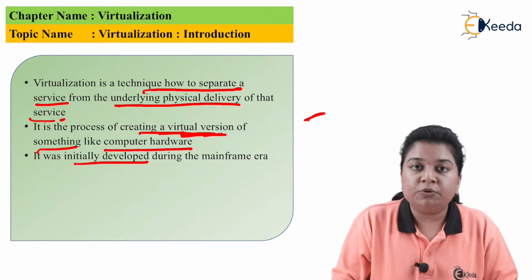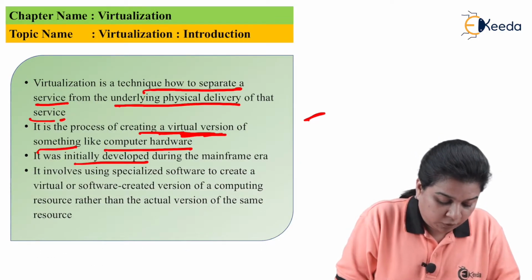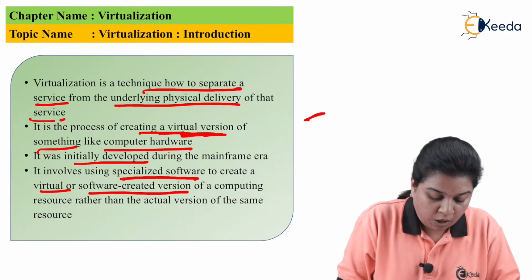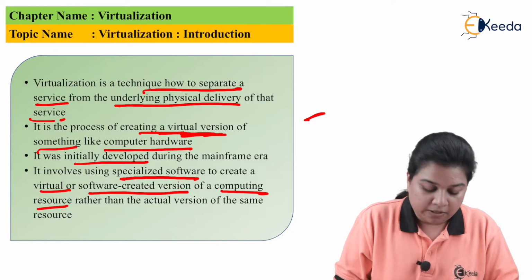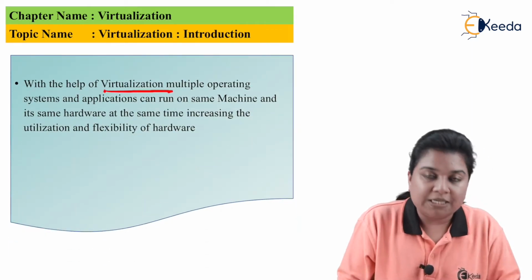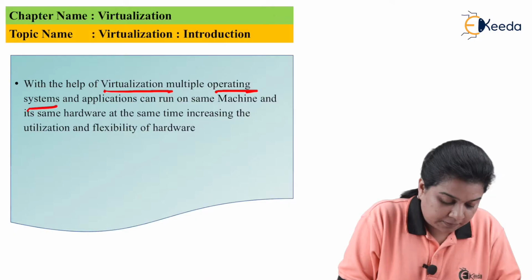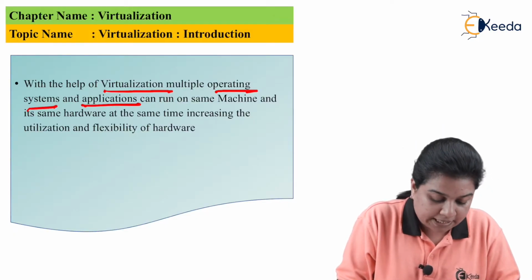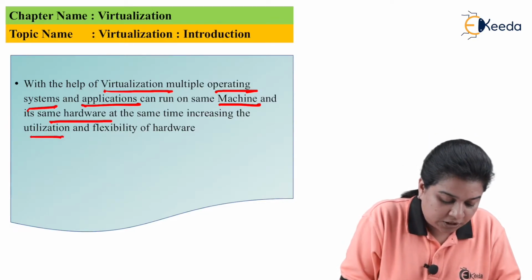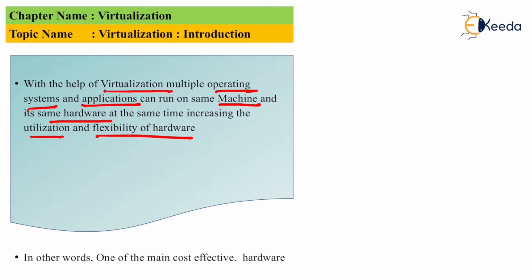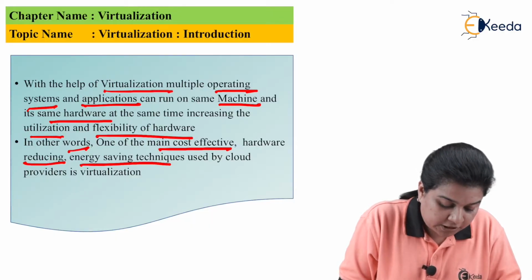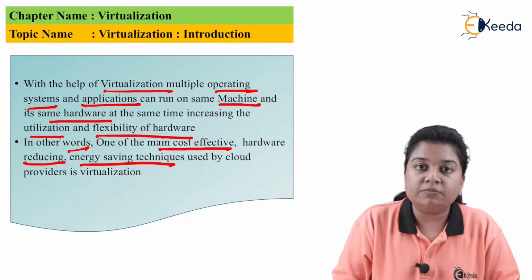It was initially developed during the mainframe era. It involves using specialized software to create a virtual or software-created version of a computing resource rather than the actual version of the same resource. With the help of virtualization, multiple operating systems and applications can run on the same machine and its same hardware at the same time, increasing the utilization and flexibility of hardware. In other words, one of the main cost-effective, hardware-reducing, energy-saving techniques used by cloud computing is virtualization.